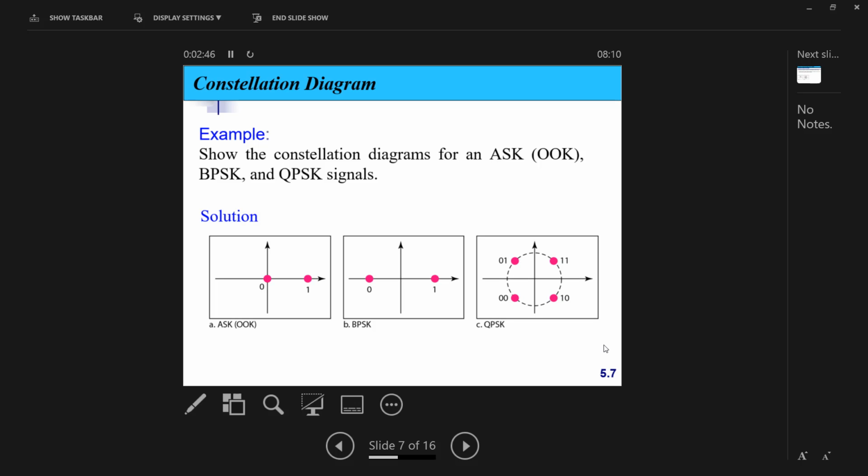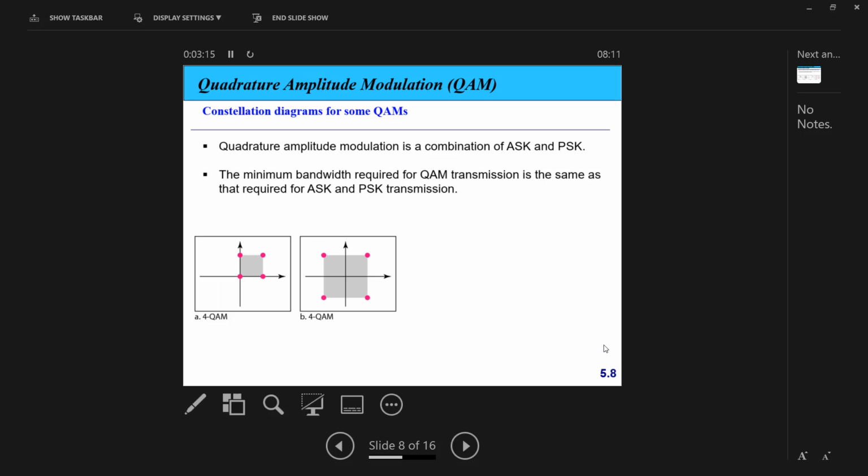and QPSK has 4 levels, so it should include 4 points in the constellation diagram because L is equal to 4, and each point or each signal element has constant amplitude, so they are around the side of the circle with constant amplitude but different phases. So by this constellation diagram, we could present different types of modulation.